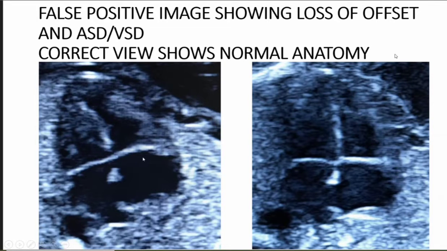And if you are not careful enough, you can actually demonstrate loss of offset of the valves as shown here. But if you look carefully, you can show that there is indeed an offset of the valves. So this picture looks like ASD, VSD and loss of offset, as if there is an atrioventricular septal defect. But if you angulate carefully and do it properly, there is no ASD, no VSD, and there is an apical insertion of the tricuspid valve and there is an atrioventricular septum.